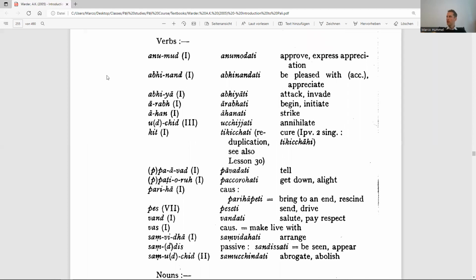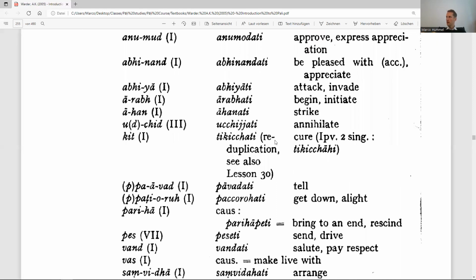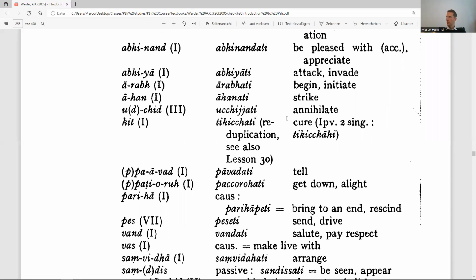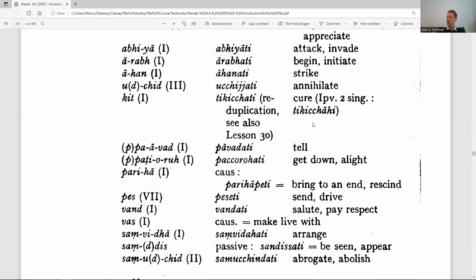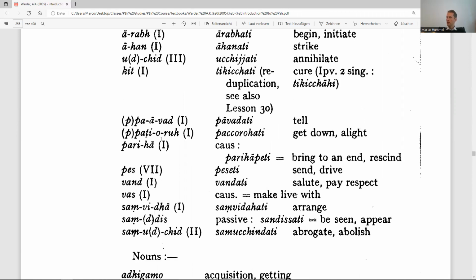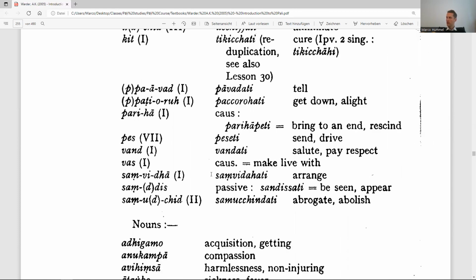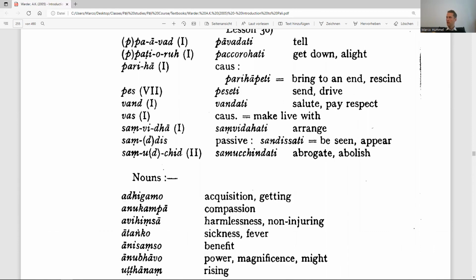Anumodati, approve, express appreciation. Abhinandati, be pleased with, appreciate. Abhiyati, attack or invade. Arabhati, begin or initiate. Ahanati, to strike. Ucchindati, annihilate. Tikicchati, to cure, and the imperative second singular, tikicchahi. Pavadati, to tell. Paccorohati, get down or alight. Parihapeti, which is the causative, bring to an end or rescind. Peseti, send or to drive. Vandati, salute or pay respect. Vaseti, to make live with, and perhaps let live with, the causative. Samvidahati, arrange. Sandissati, passive, be seen or appear.